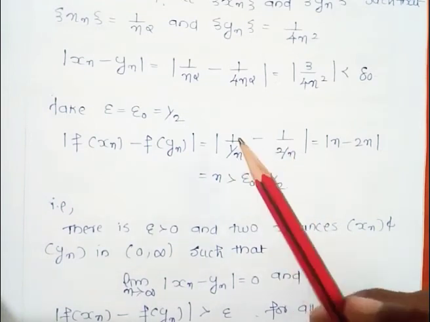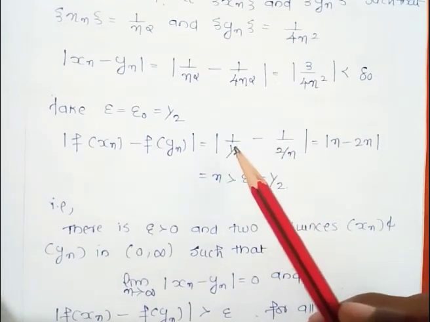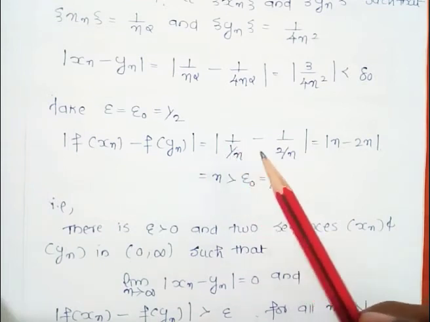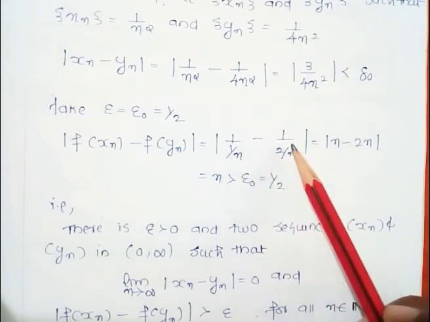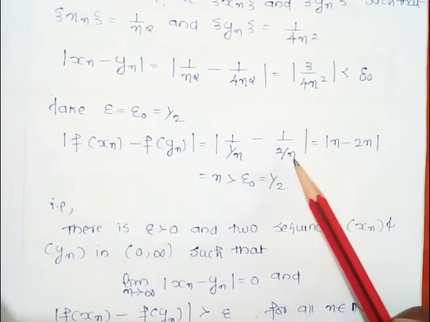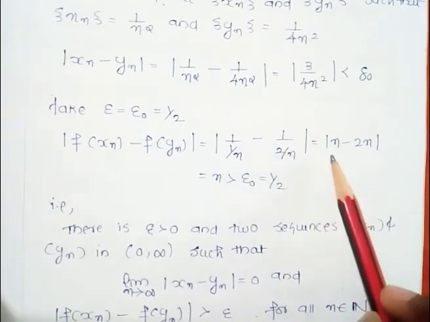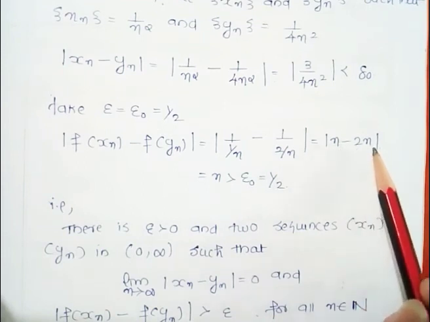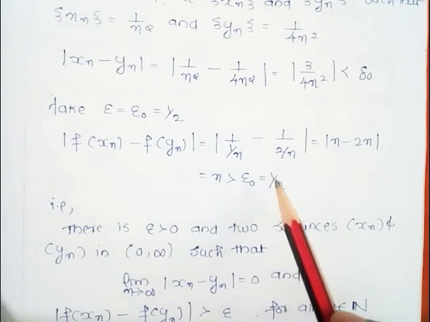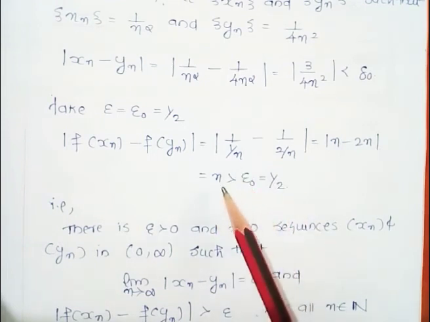This is f(xn), which is equal to 1/√(1/n²), so it will become n, and f(yn), which is equal to 1/√(1/(4n²)), which will become 2n. So this is equal to |n − 2n|, which is equal to n, which is greater than epsilon naught = 1/2, because as n tends to infinity it approaches infinity.